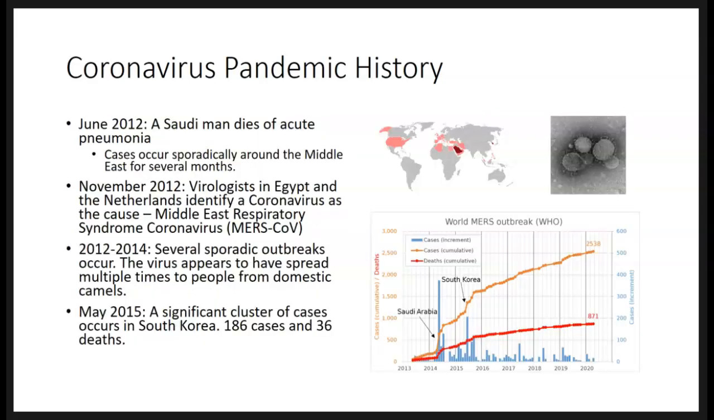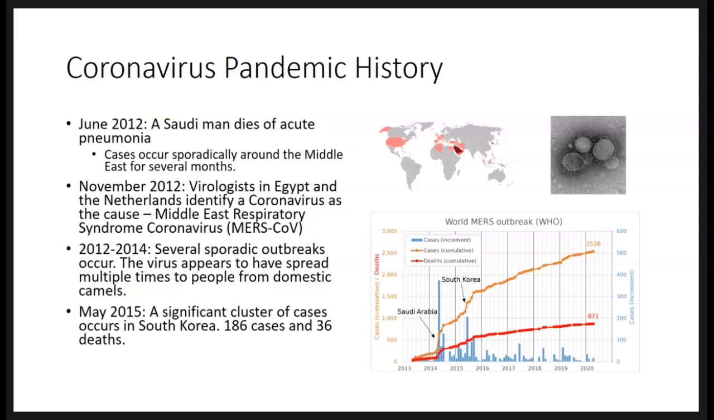Then in June 2012, a man in Saudi Arabia was diagnosed with acute pneumonia, again of unknown cause. And then there were cases that occurred sporadically around the Middle East for several months. In November 2012, virologists in Egypt and the Netherlands identified another new coronavirus. In this case, what they termed Middle East Respiratory Syndrome coronavirus, or MERS-CoV. So MERS-CoV also causes a severe respiratory illness. It has a high fatality rate.